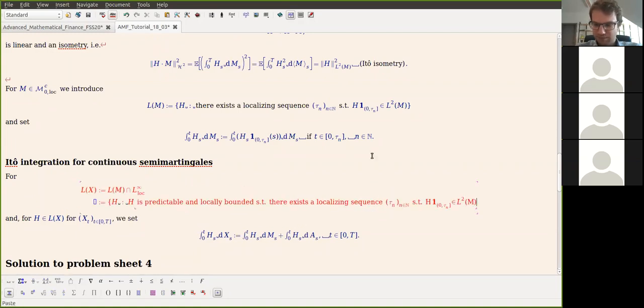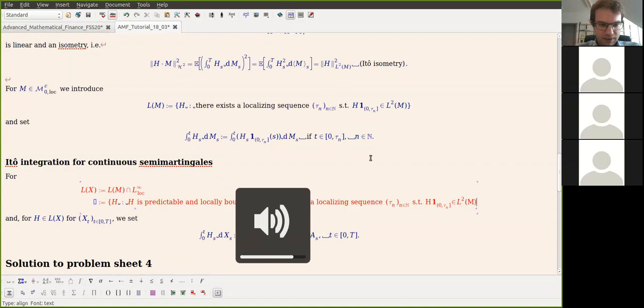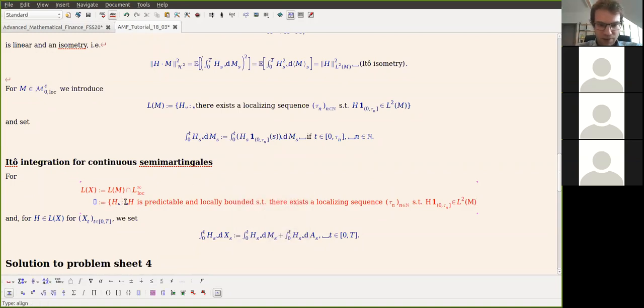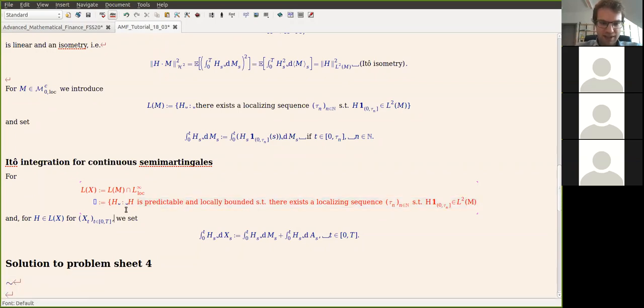So this is also a predictable integral such that, and now we take this one. But H is a semi-martingale, right? H is not, no, H is a predictable process. This is our integrand. And X is the semi-martingale. Oh, okay, now I get it.